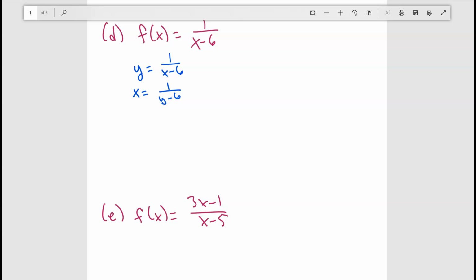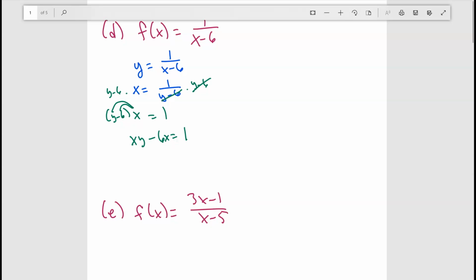Okay, so the first thing that we want to do, let's get rid of that denominator. So I'm going to multiply both sides by y minus 6. So this is going to go away. So I'm left with y minus 6 times x is equal to 1. Let me distribute this x. So you're going to get xy minus 6x is equal to 1.